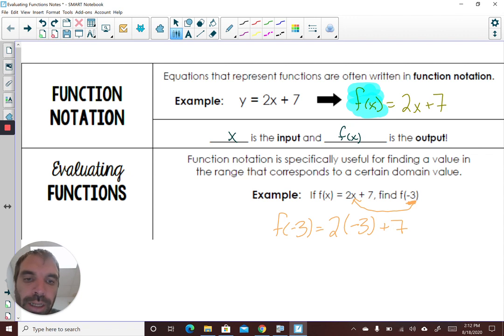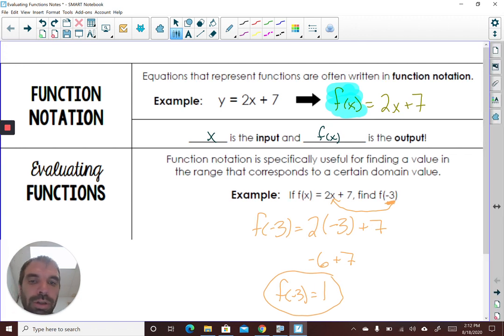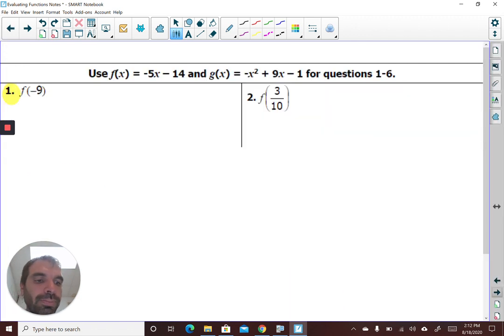And then I do PEMDAS. I just do my math. So 2 times negative 3 is negative 6 plus 7. So negative 6 plus 7 is 1. So f of negative 3 is equal to 1 is what you end up with there. Nice and straightforward. We've done this. This isn't anything brand new, but that's where we're at. If we keep going on, I'm going to do another example, and then I'm going to have you guys do one.